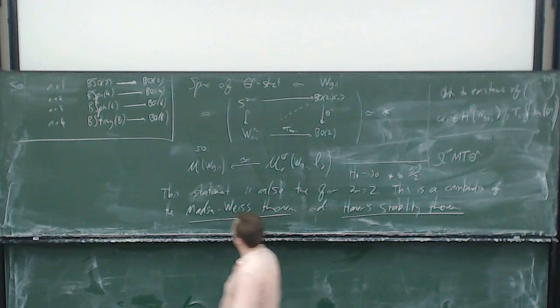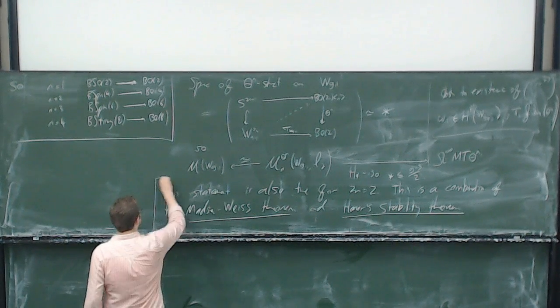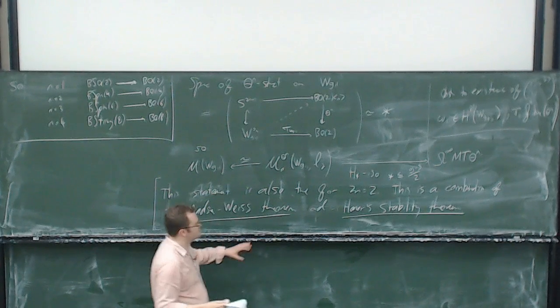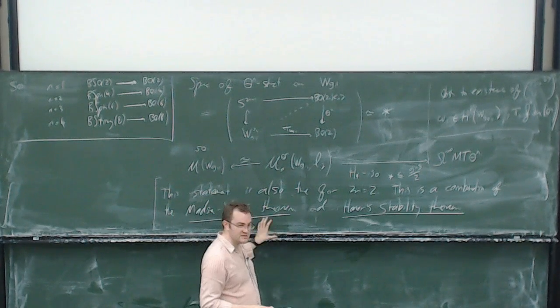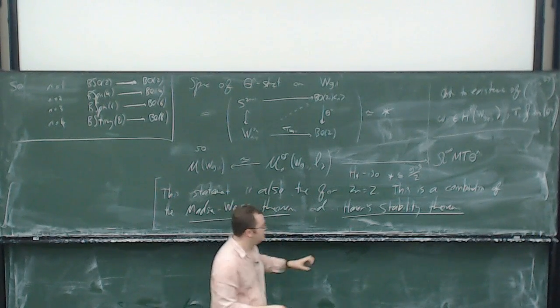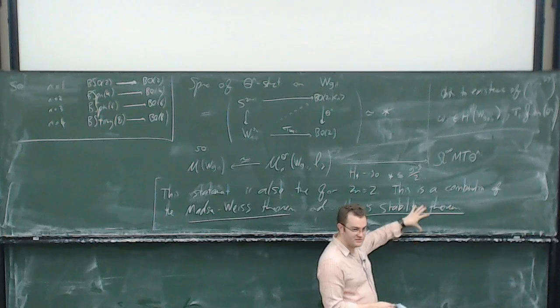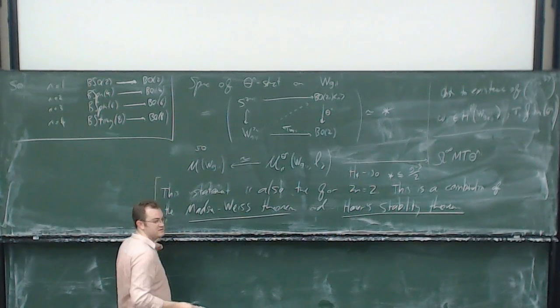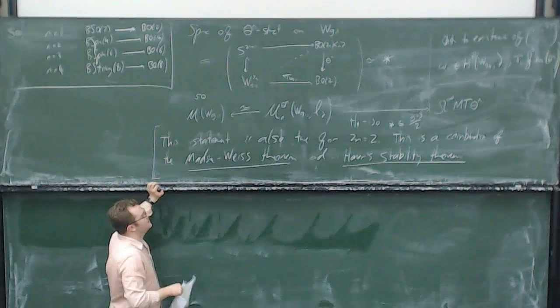So in broad terms, the strategy we use for proving this sort of thing in high dimensions is similar to the strategy used in these two theorems. But these two things are in completely orthogonal directions anyway. The techniques we use for the stability theorem are very close to what Harer used, and the techniques we use for the Madsen-Weiss theorem are quite close to what they used, in a sense, as well.